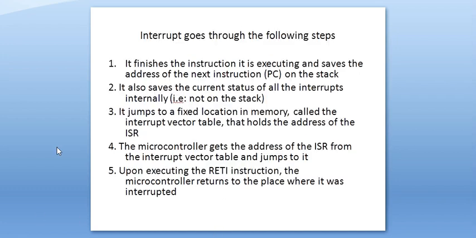So next, interrupts go through the following steps. What will be the different steps for these interrupts? As you can see, it finishes the instruction it is executing and saves the address of the next instruction, the program counter, on the stack. Whenever it gets the interrupt, it is going to halt or pause the current execution, and it is going to get the new address. It finishes the instruction it is executing and saves the address of the next instruction, from the program counter, on the stack.